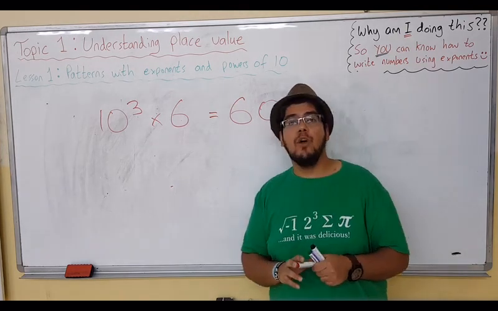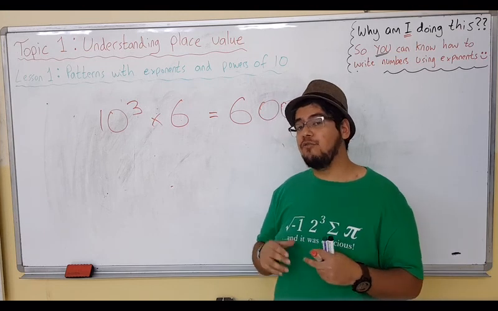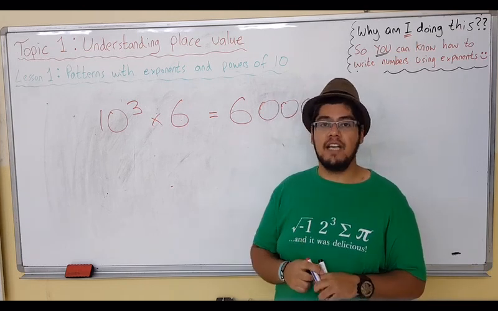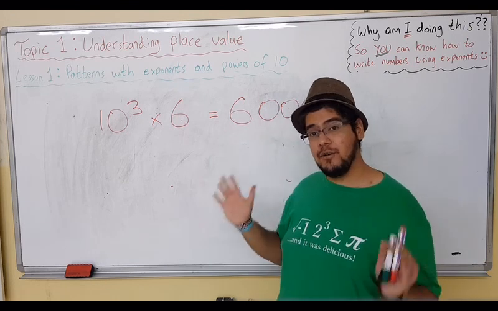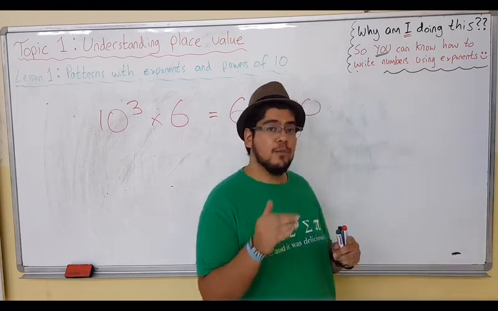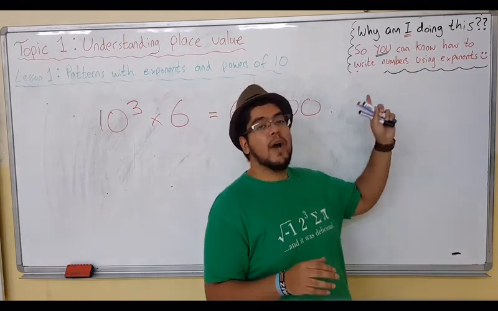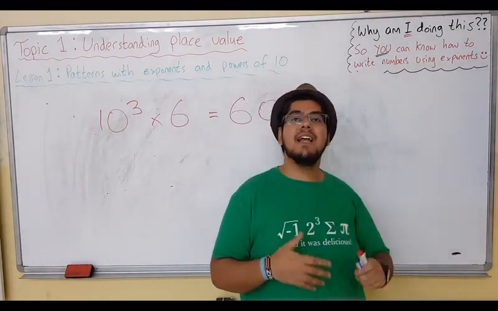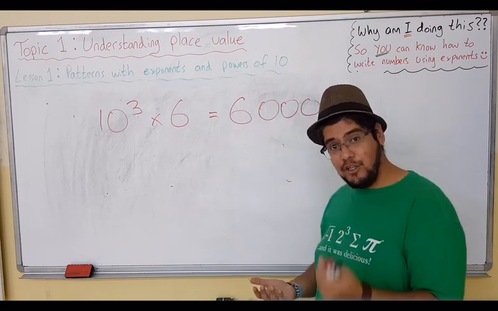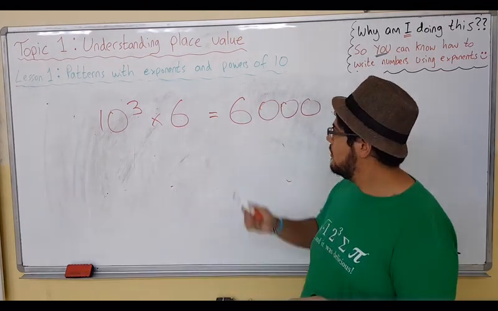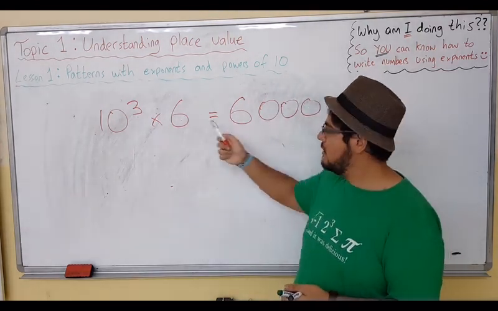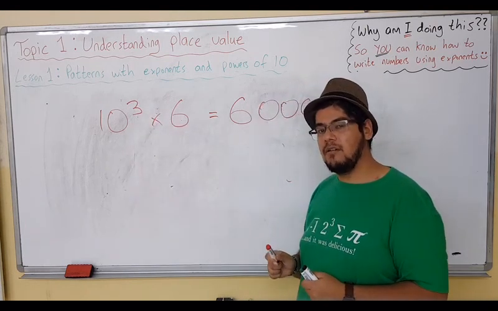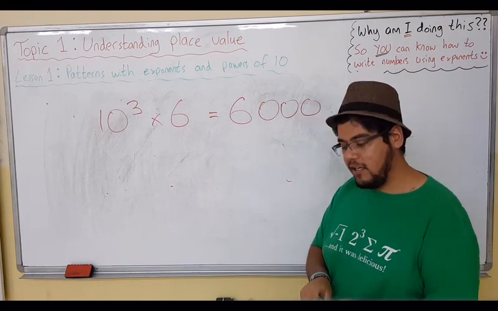So now, what you're going to do is go through the independent practice, and then we'll have some more things set out for you. For now, this video is over, and hopefully now you can see why you did this, right? So you can know how to write numbers using exponents. Can you turn 6,000 into this, guys? If you look back at the video, I'm sure you can, okay?